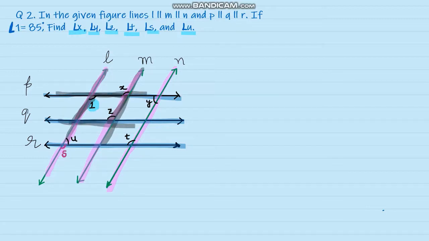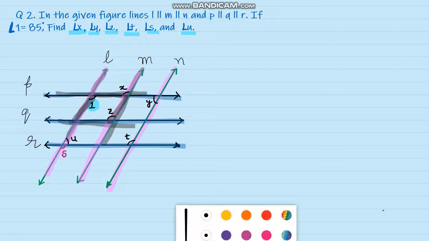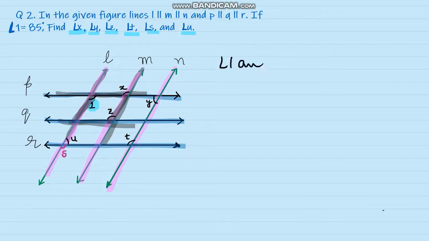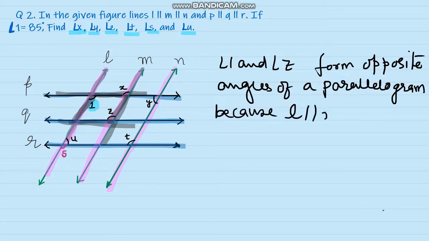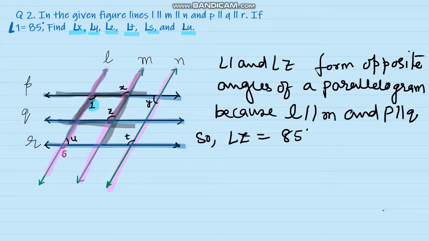So angle 1 and angle Z form opposite angles of a parallelogram. Why parallelogram? Because opposite sides are parallel. You can see, because L parallel M and P parallel Q. Now from here you can say that angle Z is equal to 85 degrees.